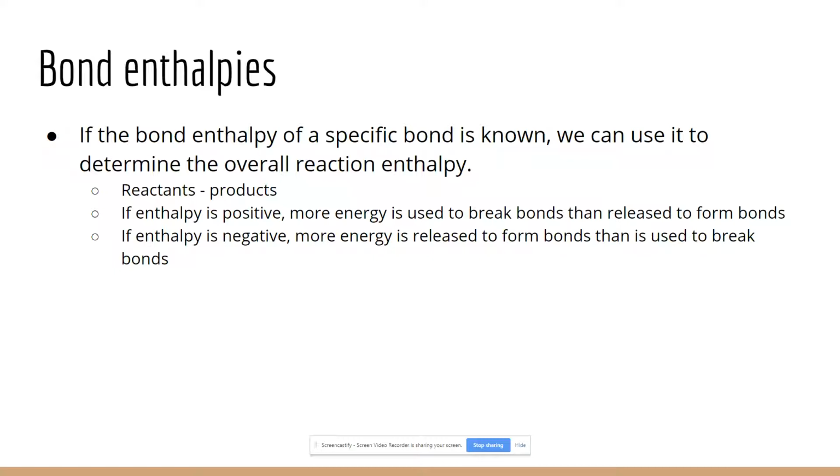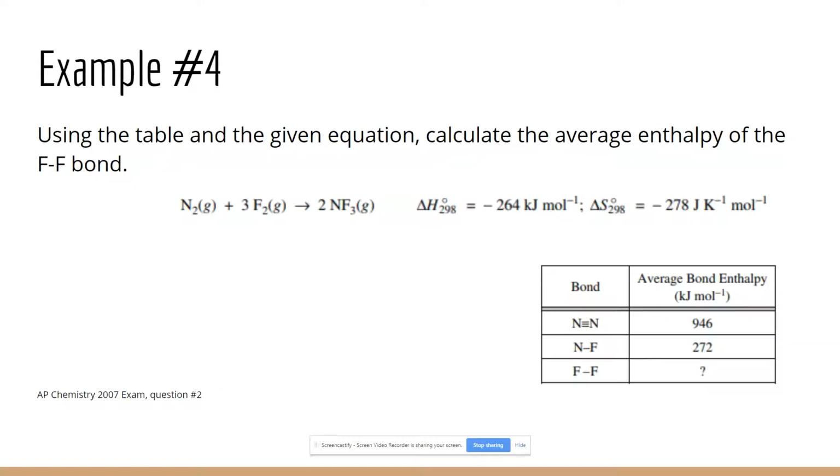So if enthalpy is positive, that means you added more energy than you got back. Not saying you're violating the law of conservation of energy, it went somewhere else. But if enthalpy is negative, then more energy is released than was used to break the bonds. Pause here.